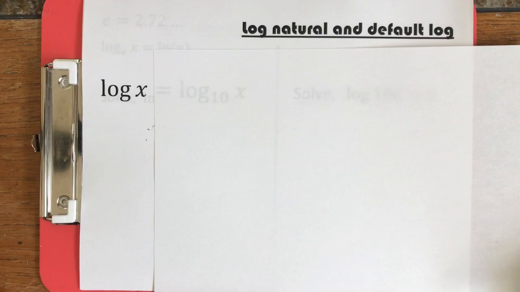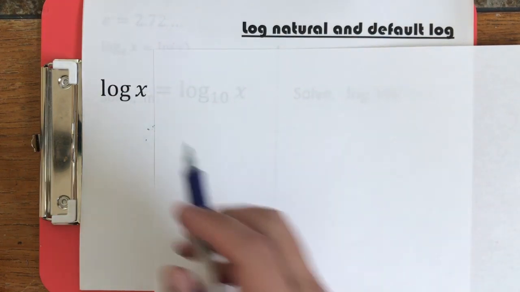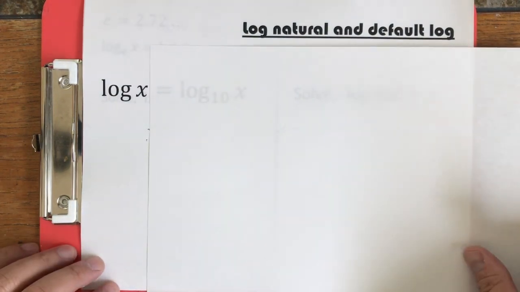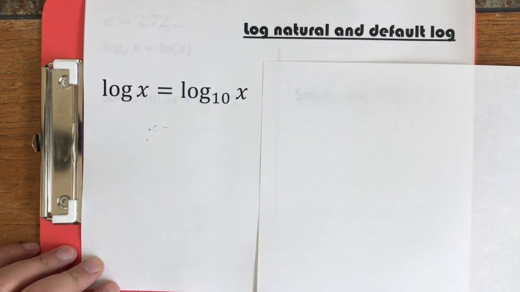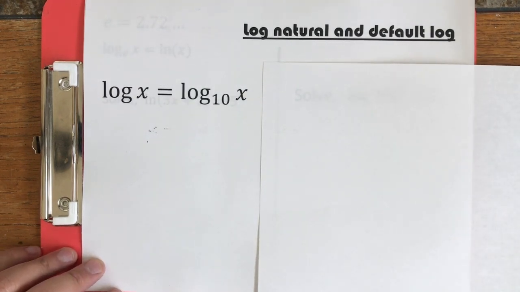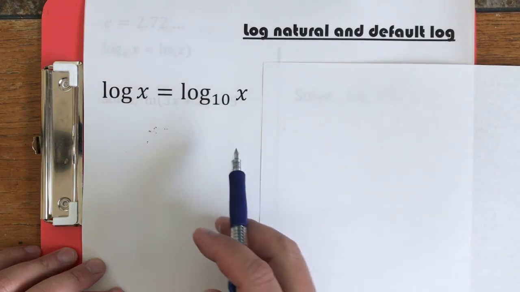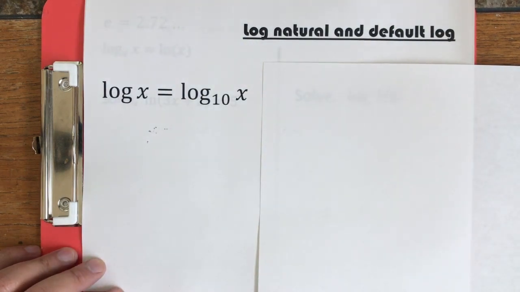What we're going to work on today is natural log and the default log. In this book, when you have a log that has no base, we're going to assume that the base is going to be 10. Now, this is different depending on what industry you're in. If you're in computer science, the default log is usually 2. If you're in upper mathematics, the default log is usually e. But in education, the default log is 10.